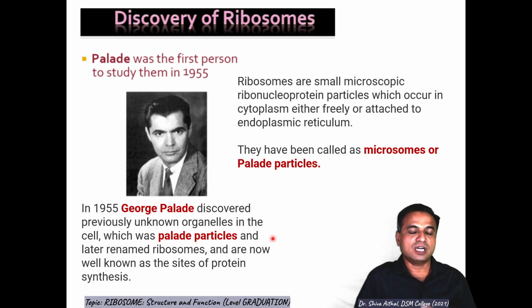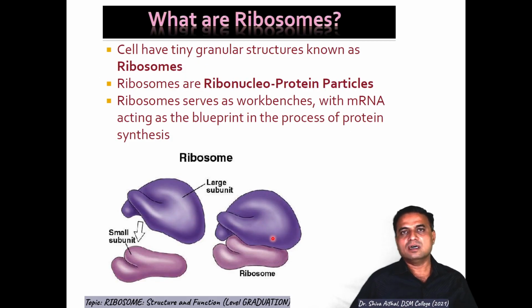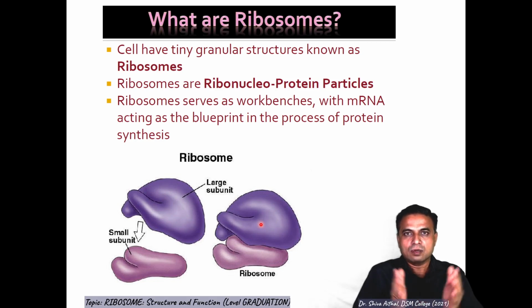So this is a good chance for you to understand MCQ type questions: Palade particles are nothing but ribosomes. These ribosomes are granular structures. They are ribonucleoproteinaceous particles because they have RNA plus proteins. I will show you the composition of eukaryotes and prokaryotes. Ribosomes serve as workbenches, factories, meeting places, the headquarters for protein synthesis, where mRNA acts as a blueprint in the process of protein synthesis.